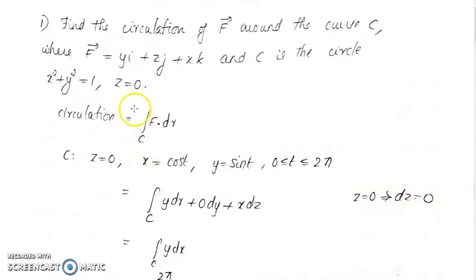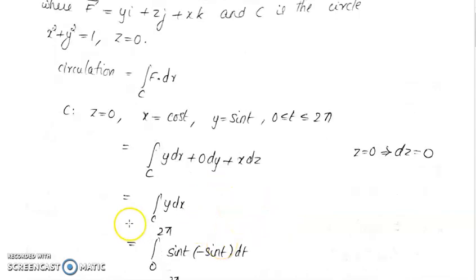So the line integral f dot dr is integral y dx plus z dy plus x dz. When we take the dot product, this is what you are going to get: y dx, 0 dy, and x dz is 0. So the last two terms will be 0. So remaining you will get integral over c y dx.